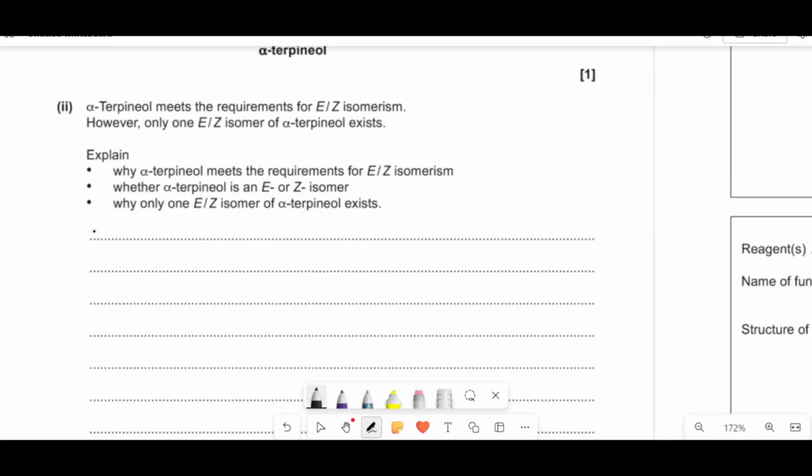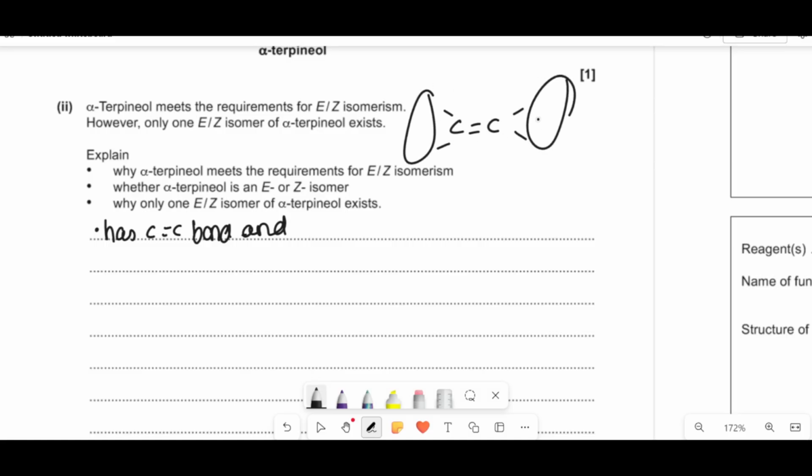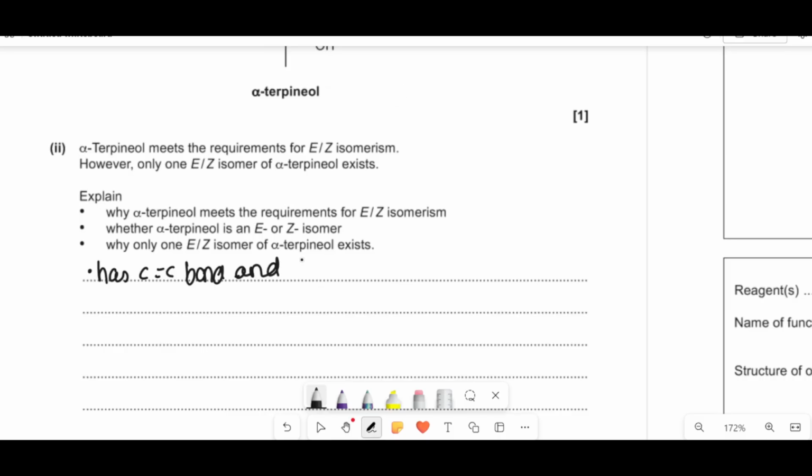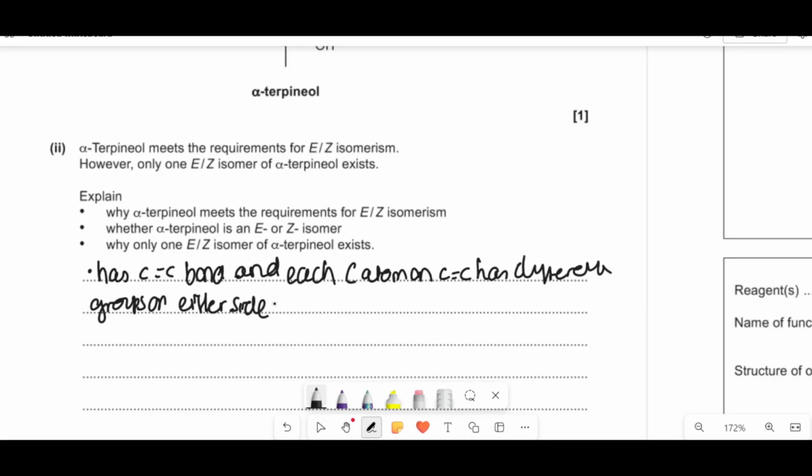So immediately one is that it has a C=C bond, like a double bond. But it can't be just a C=C bond. In order to have EZ isomerism, you've got to have 2 different groups on here and here. Otherwise, how are you going to put them on the same side if 2 of them are the same? If you have a look here, this carbon has an H and then this whole bit, and this one has that whole bit and this CH3 there. So each carbon atom on the C=C has different groups on either side, right?